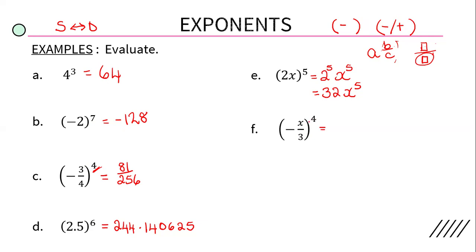So we have negative x over 3 raised to the power of 4, an even power. Our answer is going to be positive. So we now have x to the power of 4, because this 4 applies to both the numerator as well as the denominator. And our 3 is to the power of 4. So we now have x to the power of 4, and we go back to our calculators. 3, power symbol, 4, and that gives us 81.